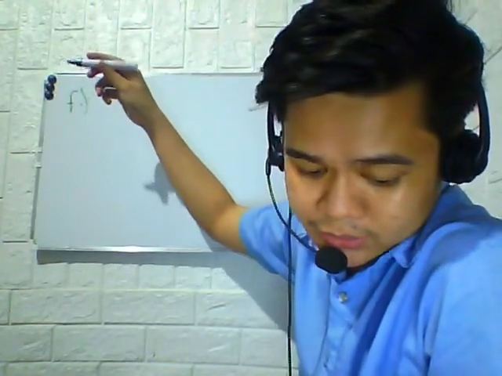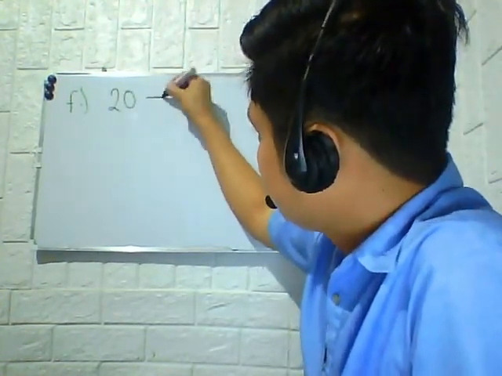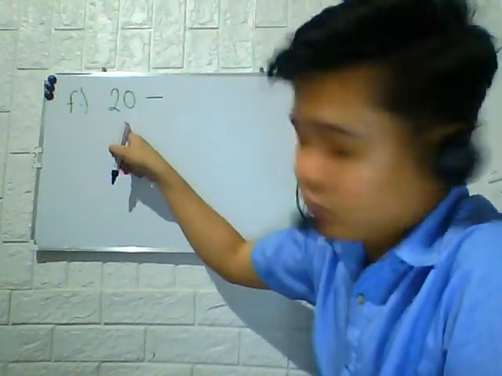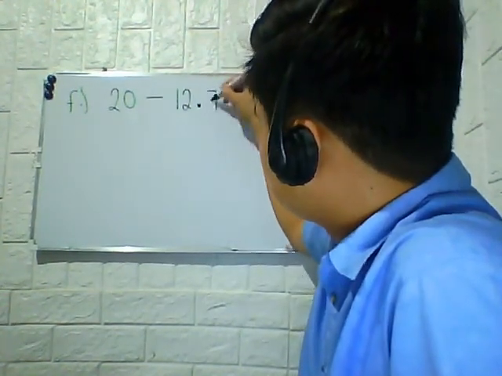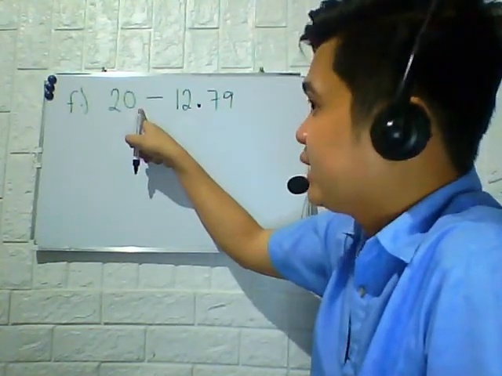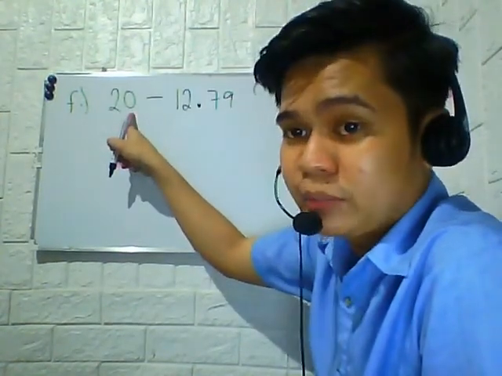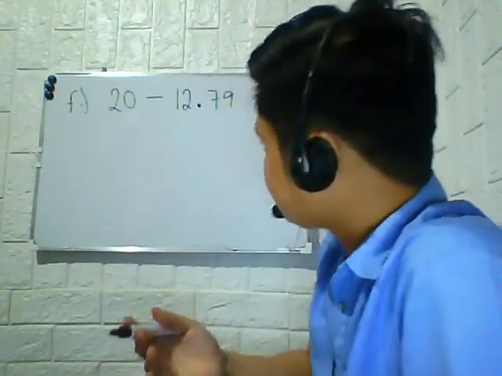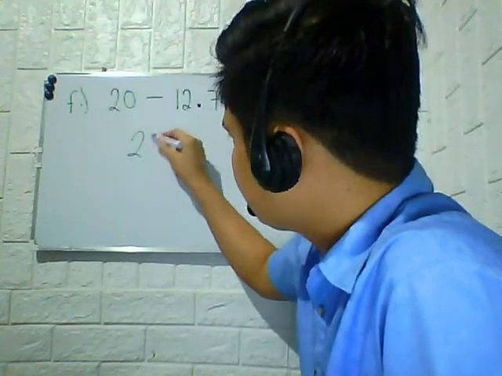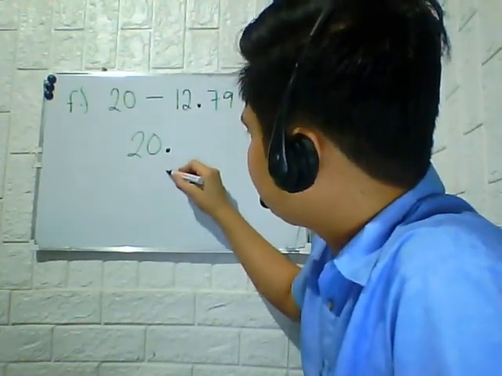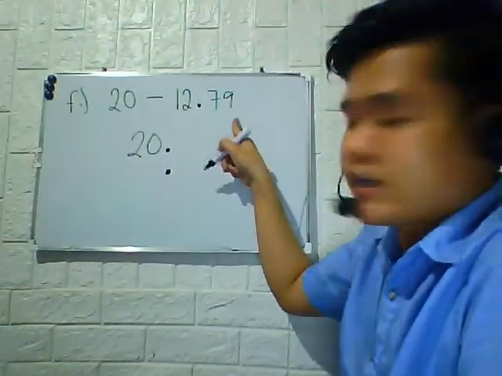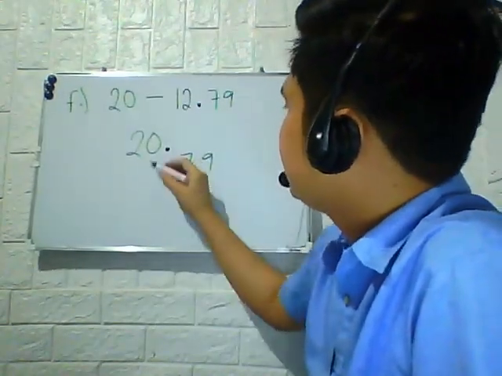Example F rather. For our example F, we have here 20. And mind you, 20 is a whole number. Minus 12.79. How do we again align a whole number to a decimal number? Make sure that we put a decimal point after 20. Because always remember this, whole numbers have a decimal point after them. That's going to be 20 point. Then at the bottom, we will align the decimal point of 12.79, 79 here, and 12 on the left.